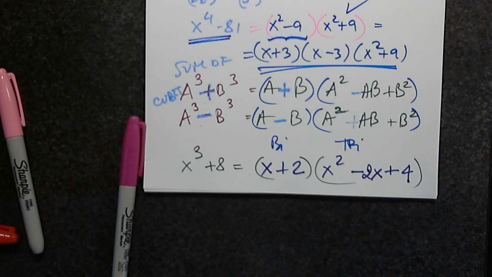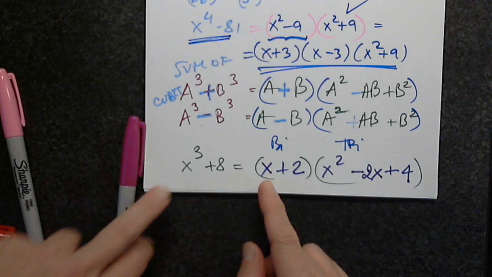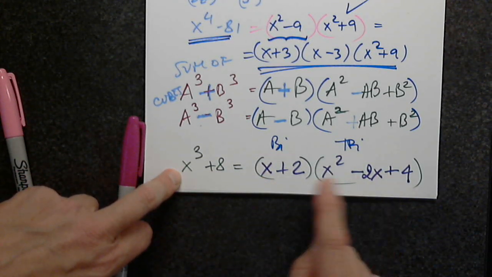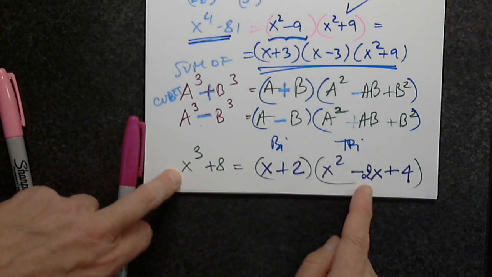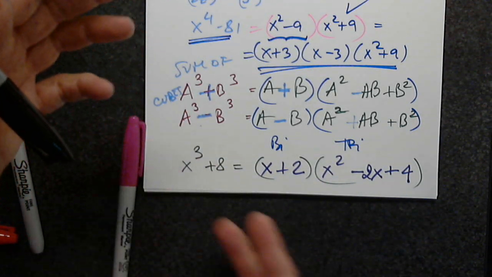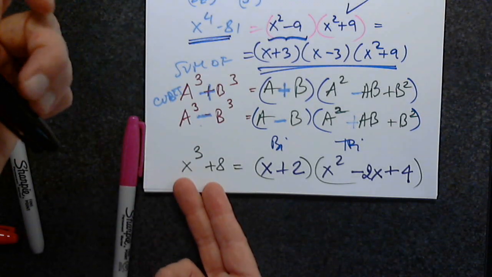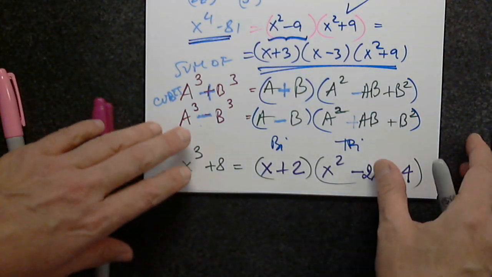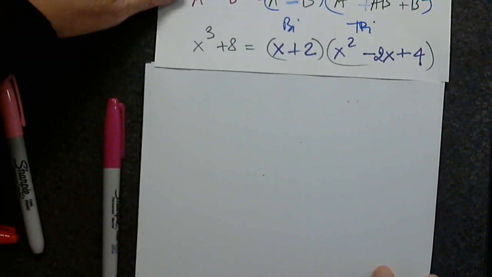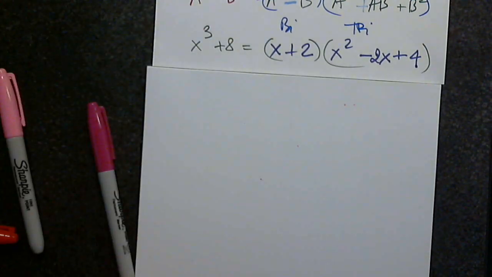Now you can say, show me that this is the left-hand side. I can. I'll multiply x by x squared, x by negative 2x, x by 4, 2 times x squared, 2 times negative 2x, and 2 times 4. The middle terms will go away, and I'll get this. You want to do that? Yes? No? No. So you are convinced, you trust me. Thank you.